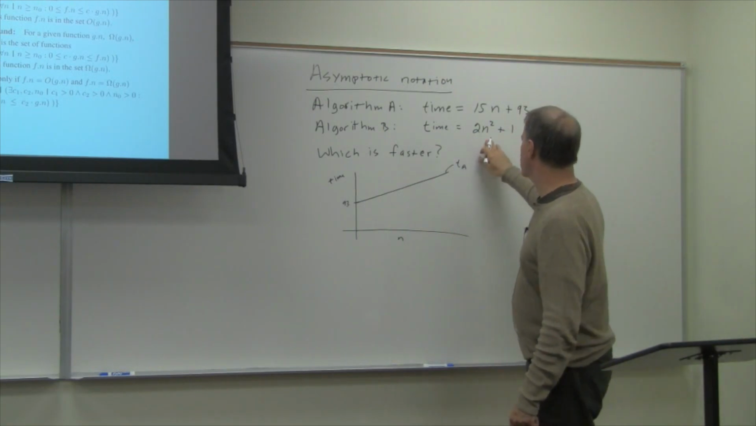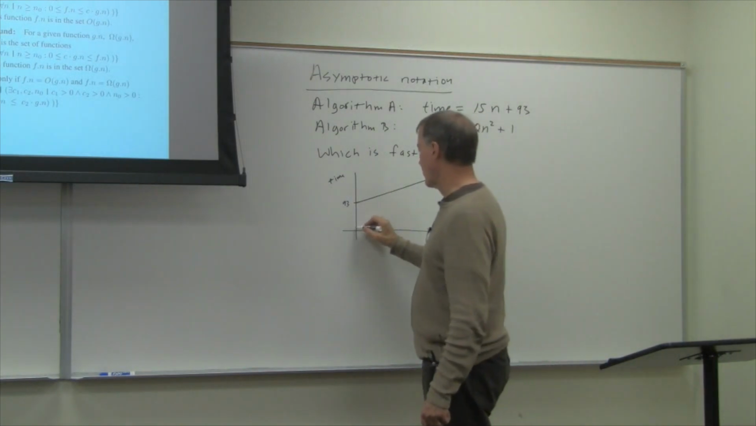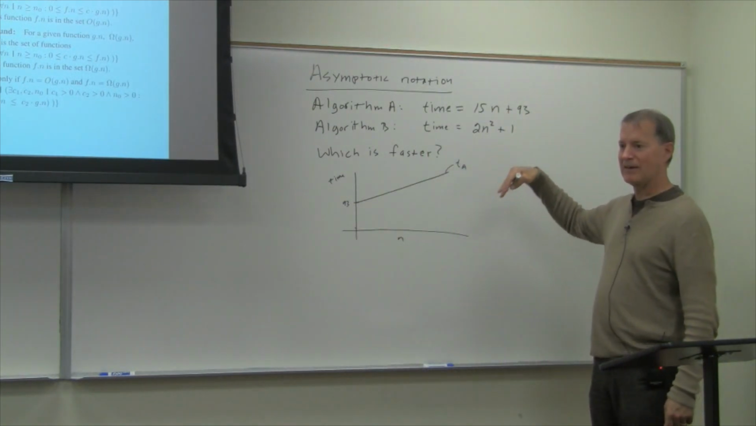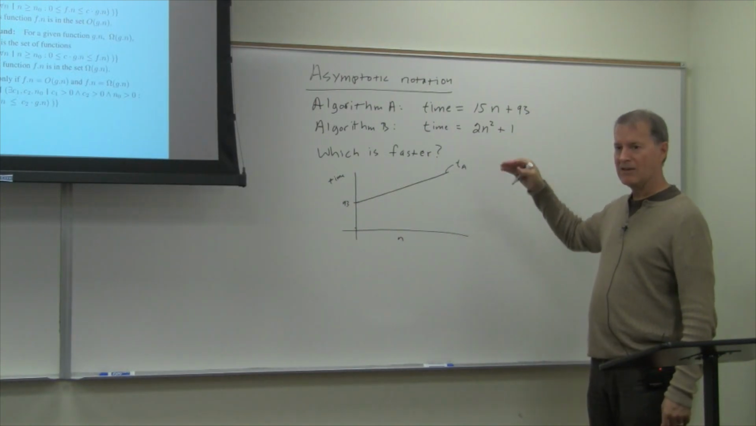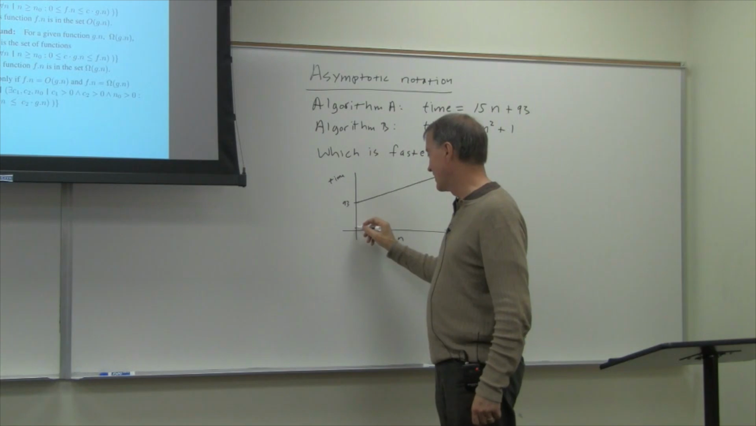And what about the y-intercept for algorithm B? It's 1, so this is going to start right down here. But the n squared makes it look kind of like a parabola, so it's not going to be linear. It's going to curve upward, so there's going to be a point where the two cross.